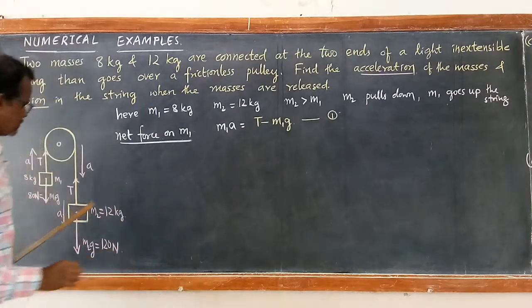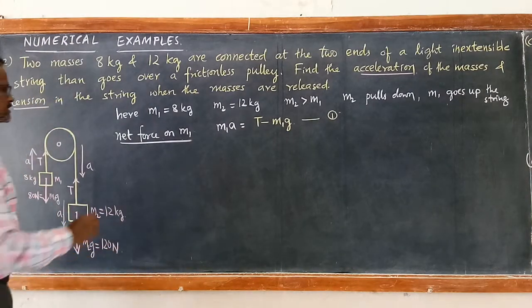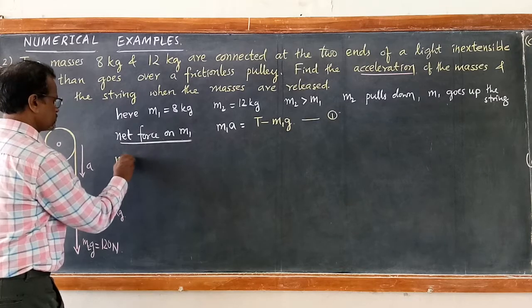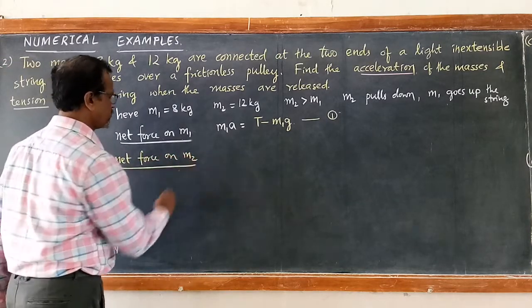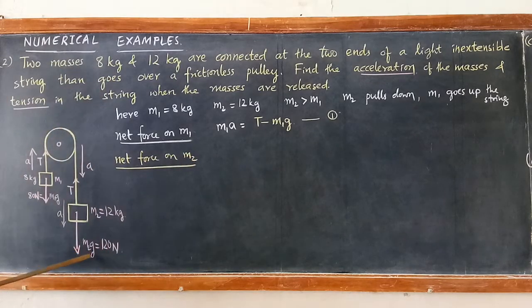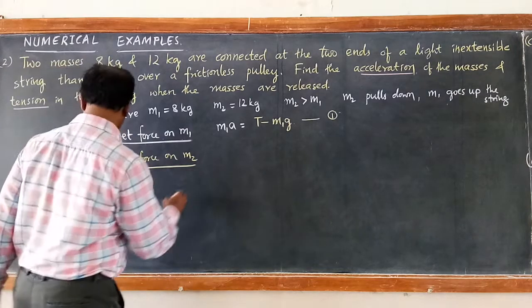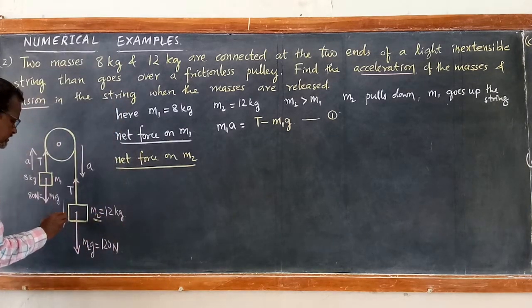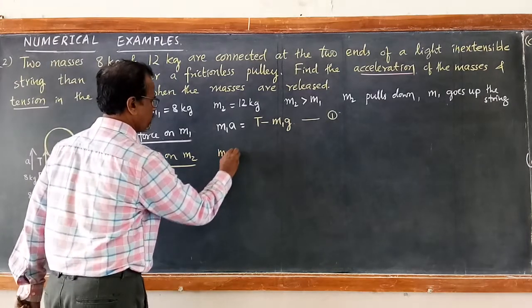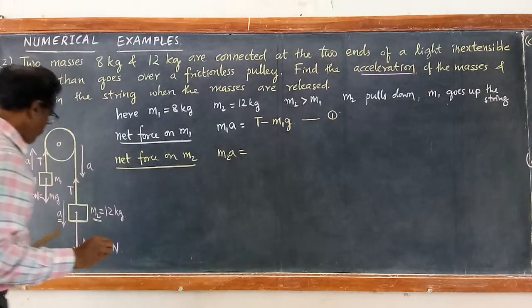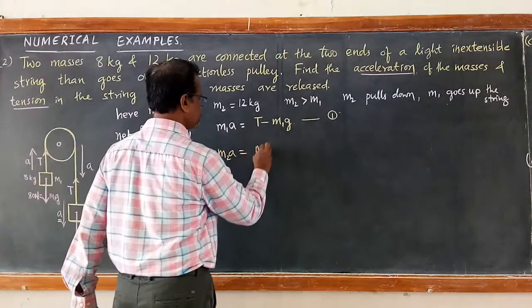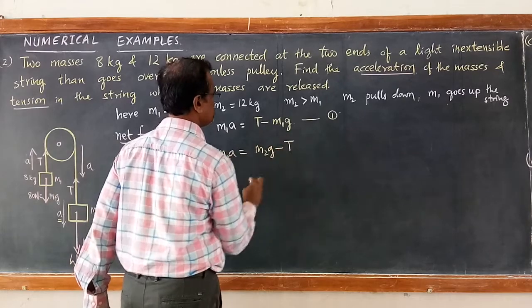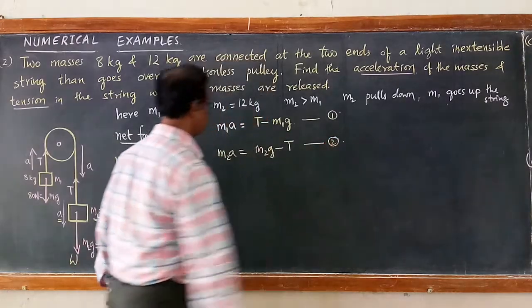Now net force on m2 in the same way. Net force on m2 can also be written. Here weight m2g must be greater than tension. So if you call the net force m2 into a, then m2a is equal to m2g minus tension. Call this equation number 2.